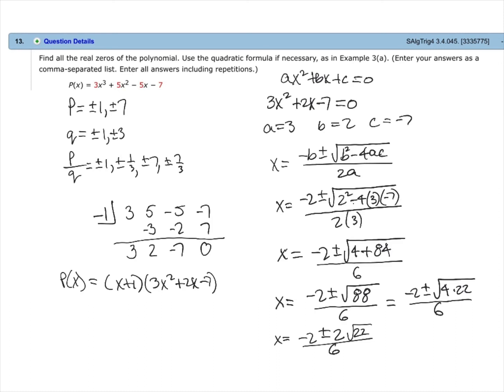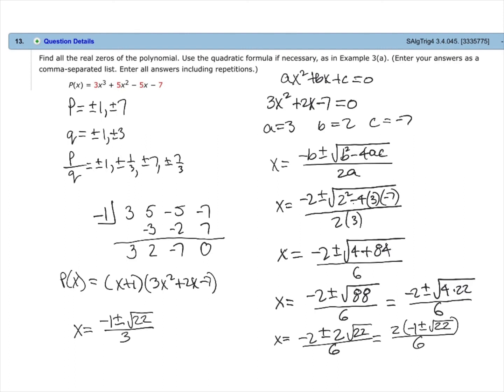Now we have to be careful when we reduce and simplify. We'll need to factor a 2 out of the top. So we'll have 2 times minus 1 plus or minus the square root of 22 over 6. Now we can cancel the 2 and the 6 will make a 3 in the bottom. So we will have x equal to minus 1 plus or minus the square root of 22 over 3.